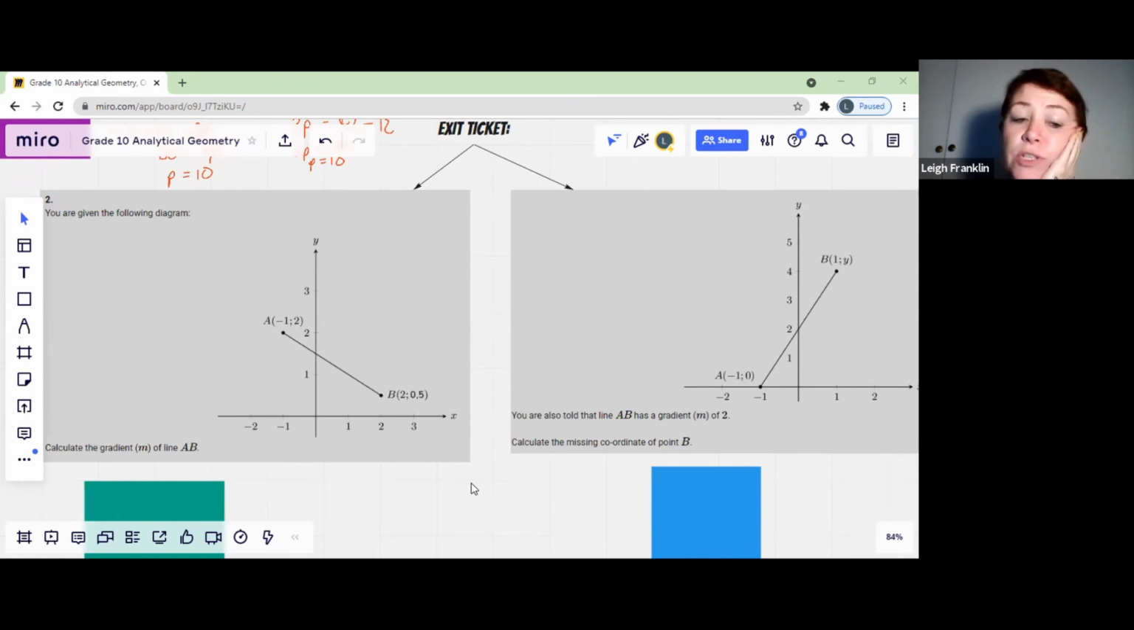Okay, so now that you've written down your formula and you've labeled them, substitute. Put what you've labeled as y2 in place of y2 and put what you've labeled as y1 in place of y1 and do the same thing with your x coordinates.